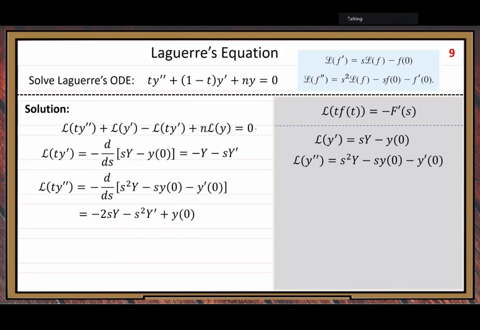Then we add them up. So we copy this part here. Then the second term's Laplace transform, copy here. The third term's Laplace transform, with a minus, so we change the sign, minus to plus. Then the last one, n times y, adding together. All right, cancellation.